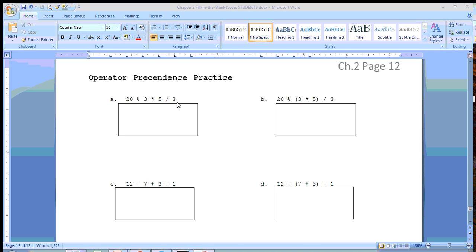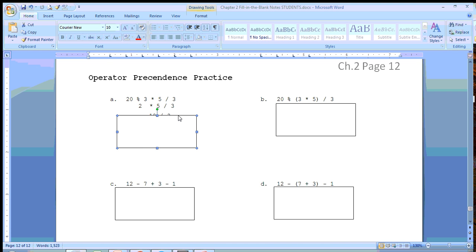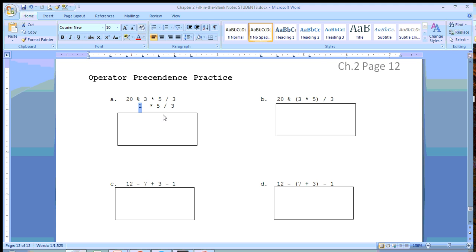Okay, so hopefully you have done all these problems, and I'll just come back here and sneak in a peek. So here we go. This is how it works. You have modulus, multiplication, and division on the same line, and you go from left to right because they're all the same order. So you do the modulus first. 20 divided by 3 is 6, remainder 2. And since modulus means remainder, it's going to be a 2. And then you bring the rest down.